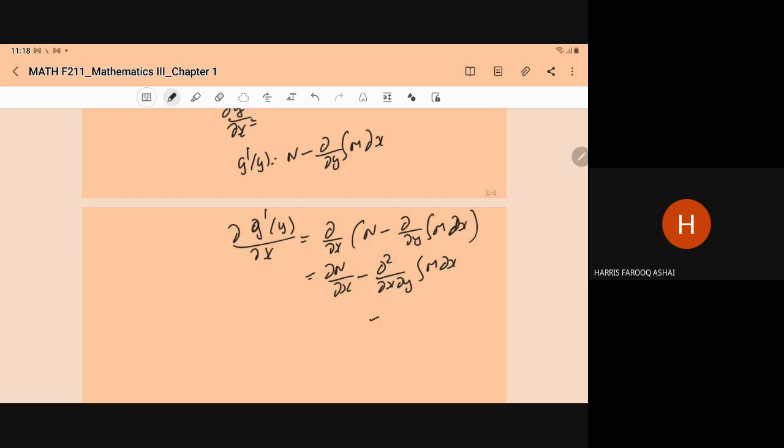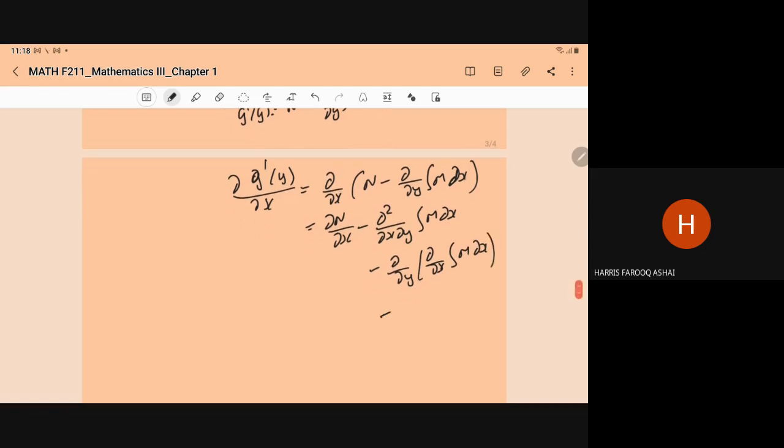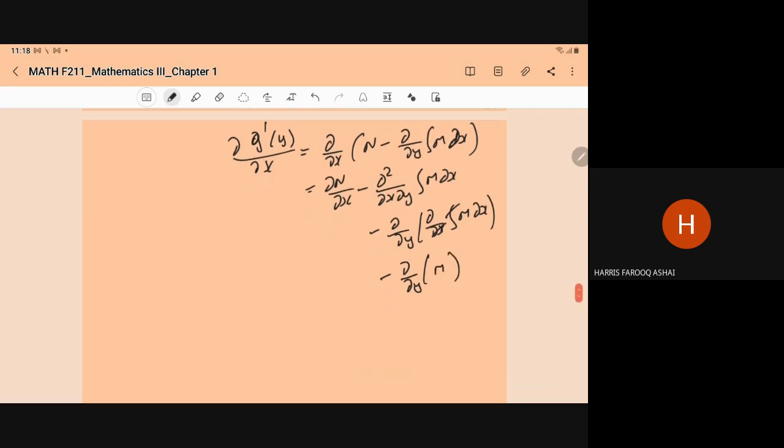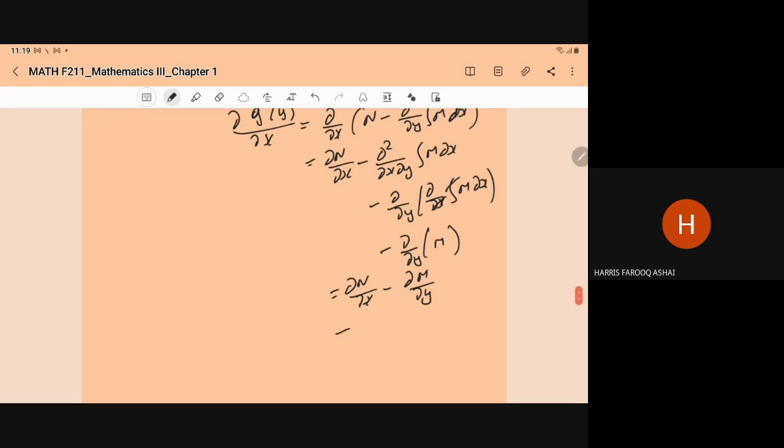This can be written as del by del y of del by del x of the integral m del x. Here the integral and the differentiation cancel, so we have only m. So we have del n by del x minus del m by del y. And what will be the value of this? Its value is 0, because for an exact equation they are equal, so it will be 0.